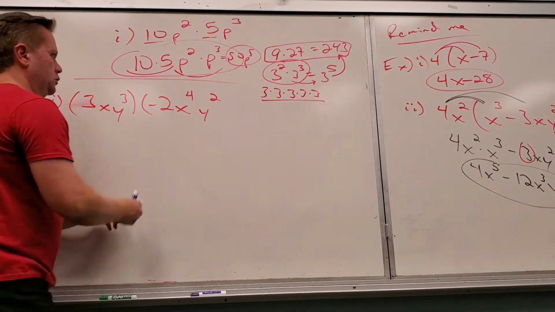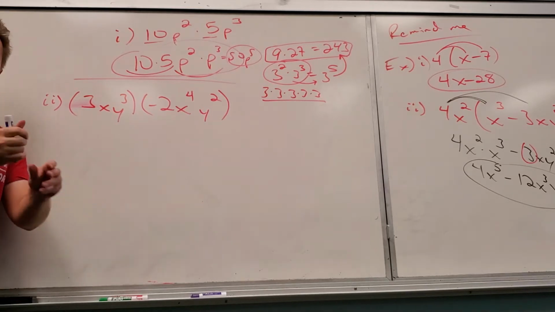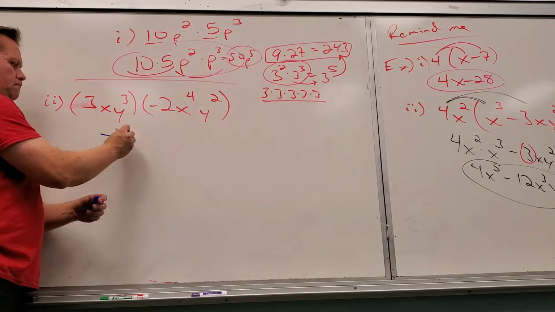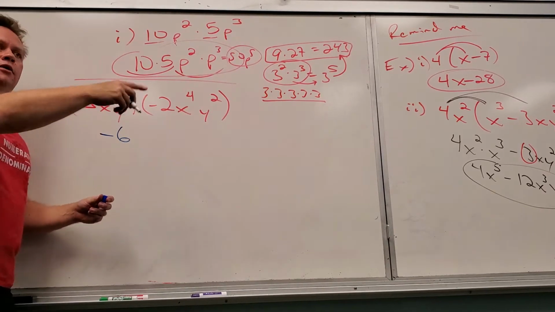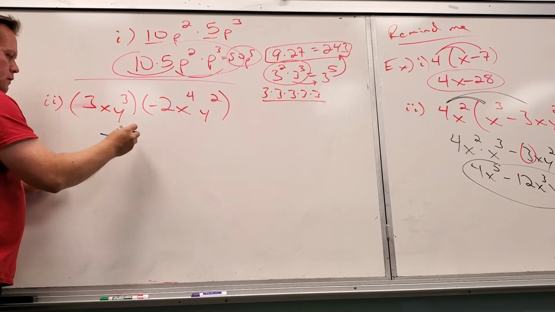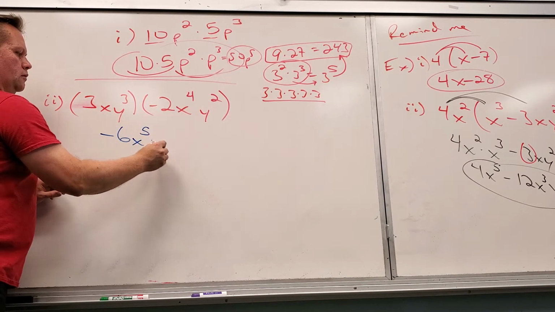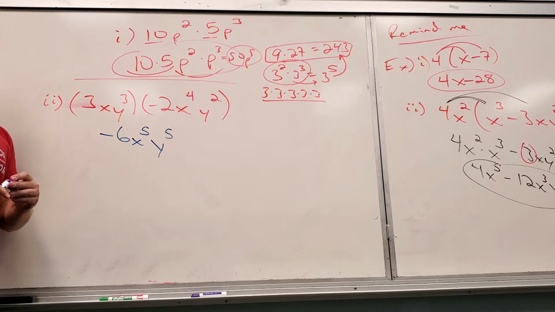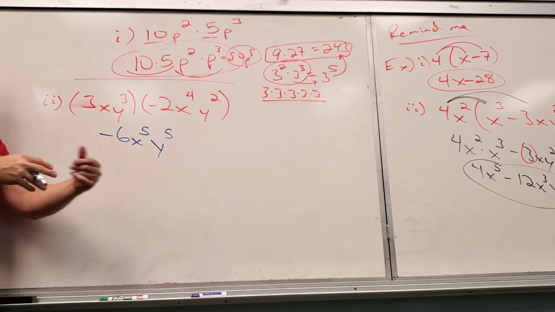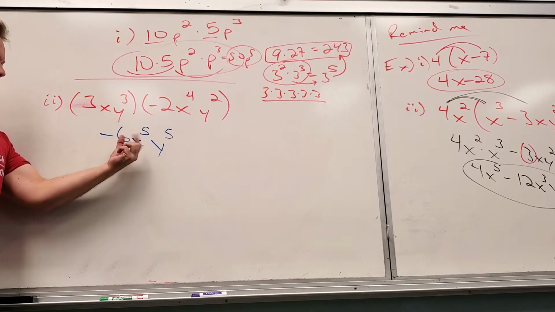So I want to get you to the point where you can look at this problem, you tackle your numbers, 3 times -2, -6. And then you do the letters as they come. X times x to the 4th, x to the 5th. Y cubed times y squared, y to the 5th. And that's it. And how do I know I'm done? There's no addition, and I've already combined everything. I can't combine anything further.